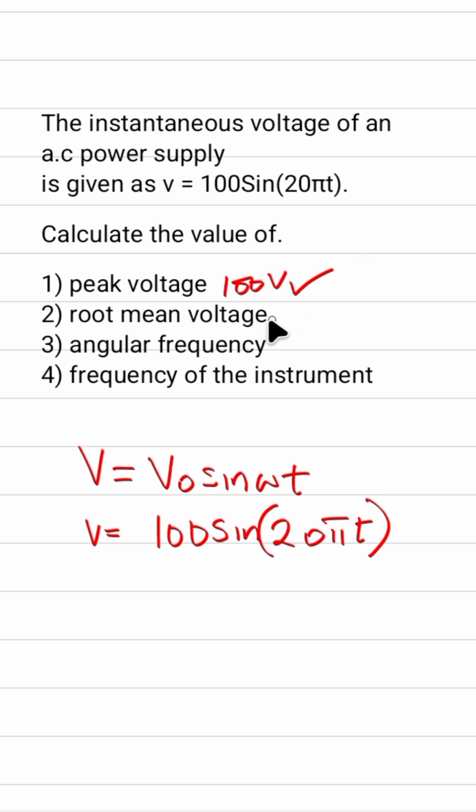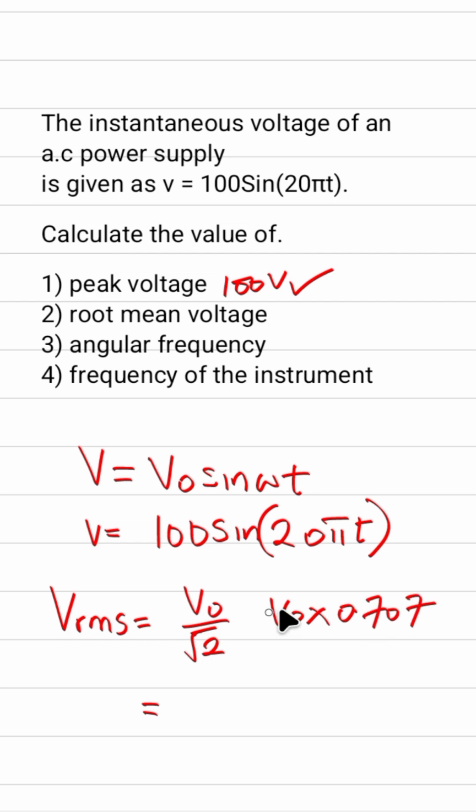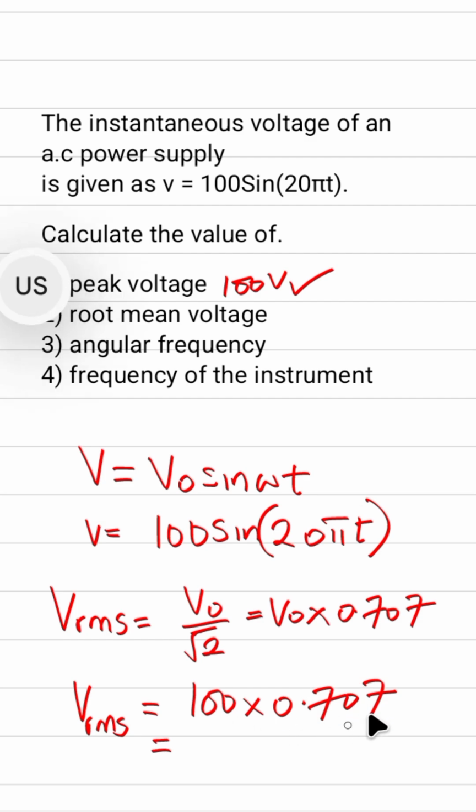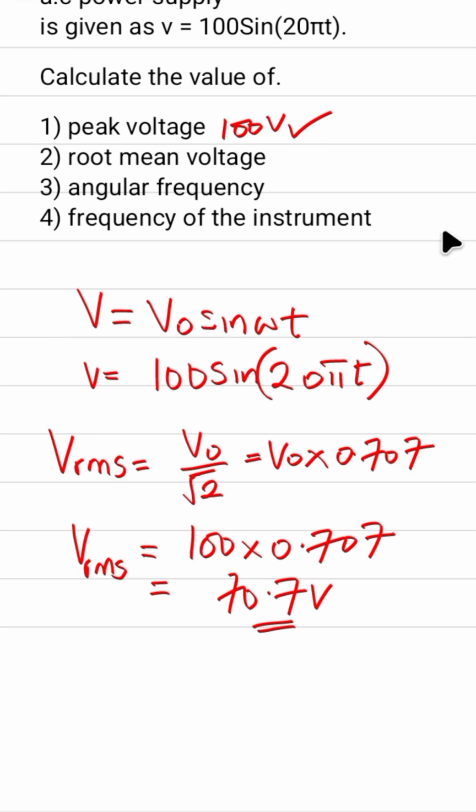Then the root mean square voltage. You know that your VRMS is equal to V naught over root 2, which is the same thing as V naught times 0.707 if you want to use that formula. My V naught is 100, so my VRMS will just be 100 times 0.707. Multiplying by 100, I'll just move the point twice like this. So that will give me 70.7. 100 times 0.707 will give you 70.7 volts. That's the VRMS. So this one is done.